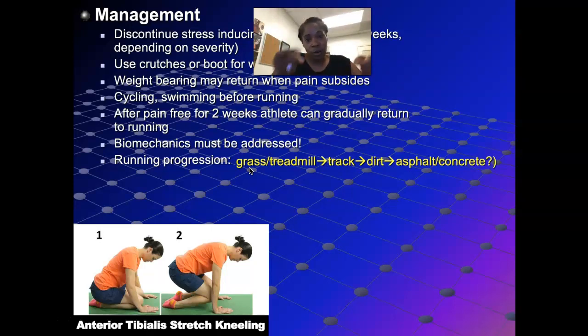So you can see how there's a progression, right? And that progression happens over days and weeks and sometimes months, depending on your particular patient.